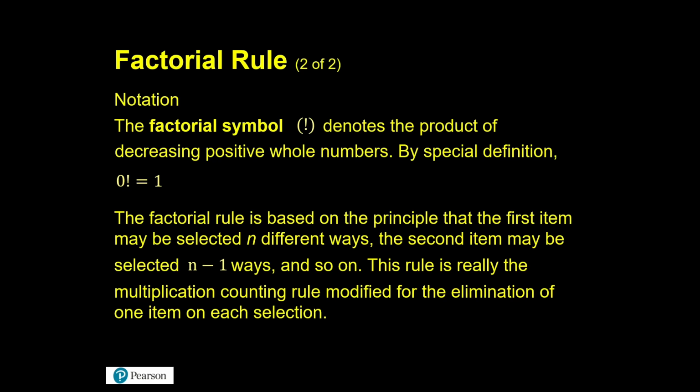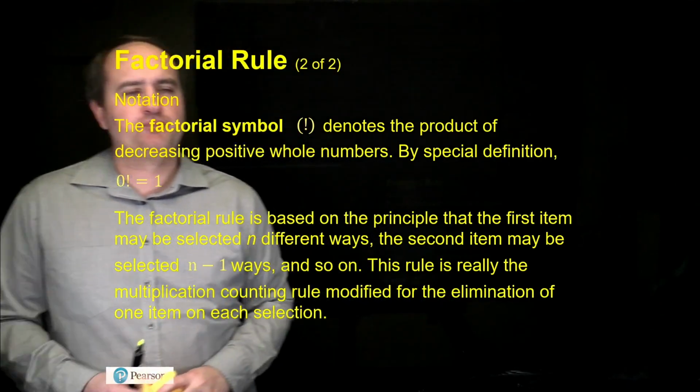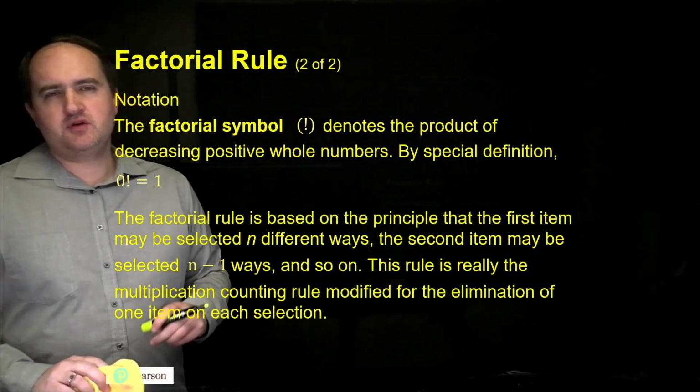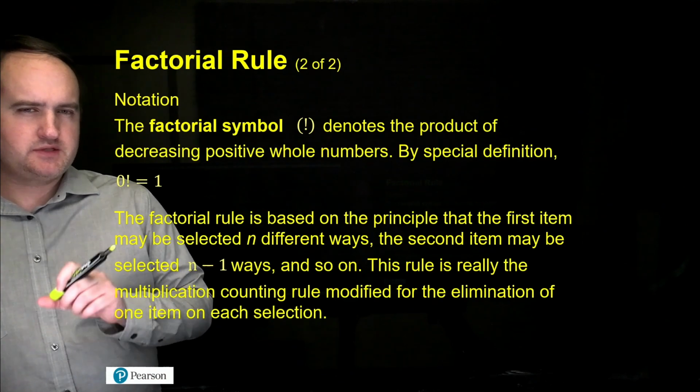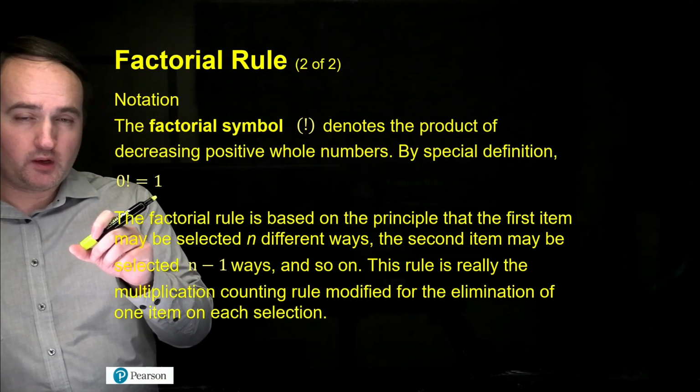So a little bit more information about the factorial rule. The factorial symbol, exclamation mark, denotes the product of decreasing positive whole numbers. Remember that positive whole numbers are the same as positive integers, so counting numbers. And as we saw, like 5 factorial, we just counted down until we got to 1, and then we multiplied all of them. The only thing that you might not have known is 0 factorial is actually 1.